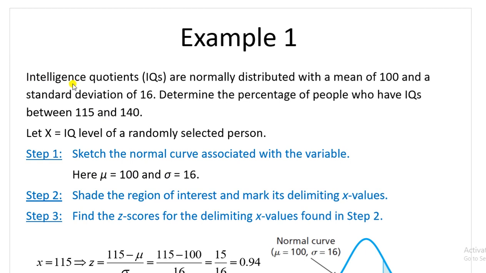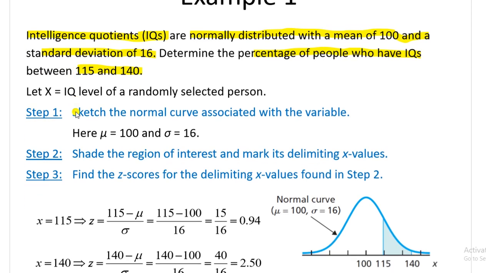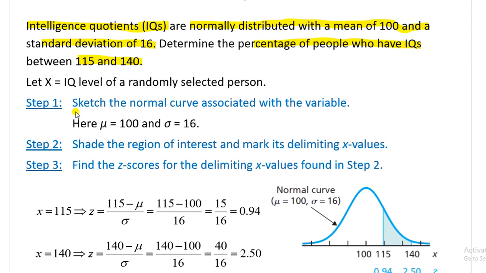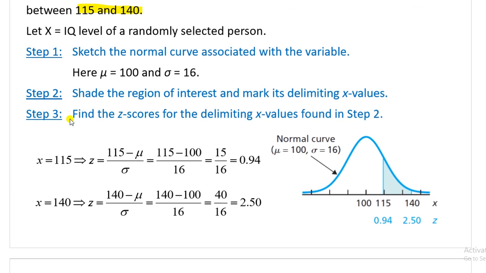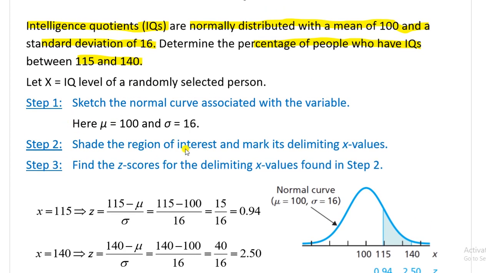IQs, intelligence quotients, are normally distributed with a mean of 100 and a standard deviation of 16. Determine the percentage of people who have IQs between 115 and 140. So what was the first step? The first step was to make a curve, right? You can make only the standard curve if you want, it's your choice. But anyway, let x be the IQ level of a randomly selected person. So x is a continuous random variable which has a normal distribution.